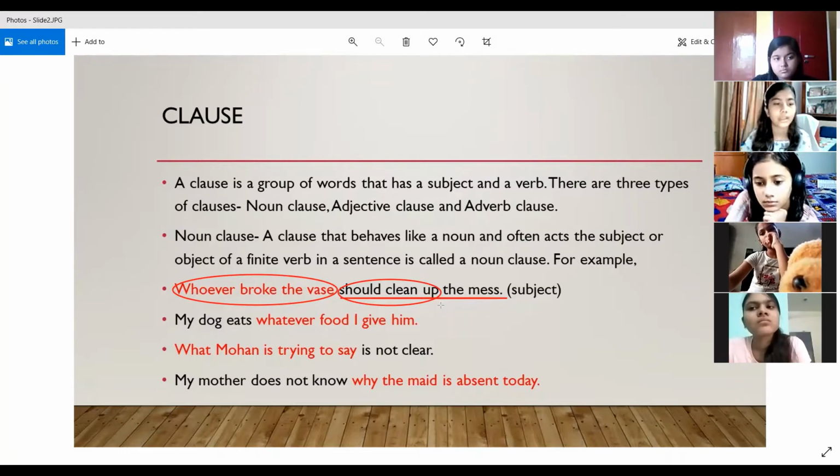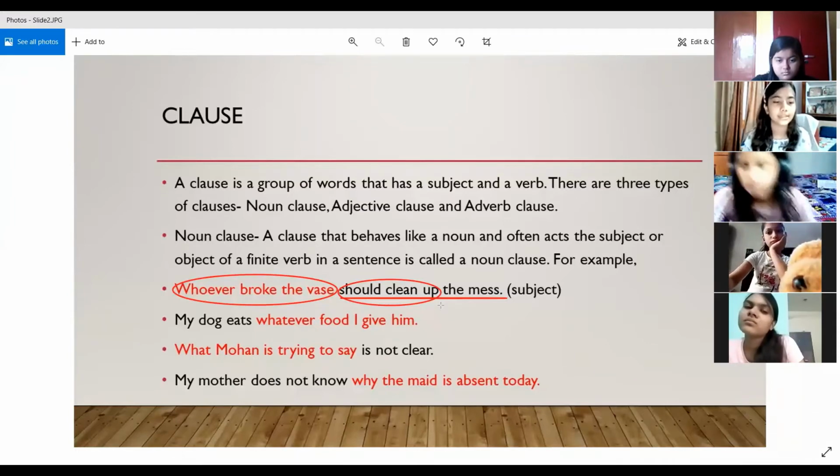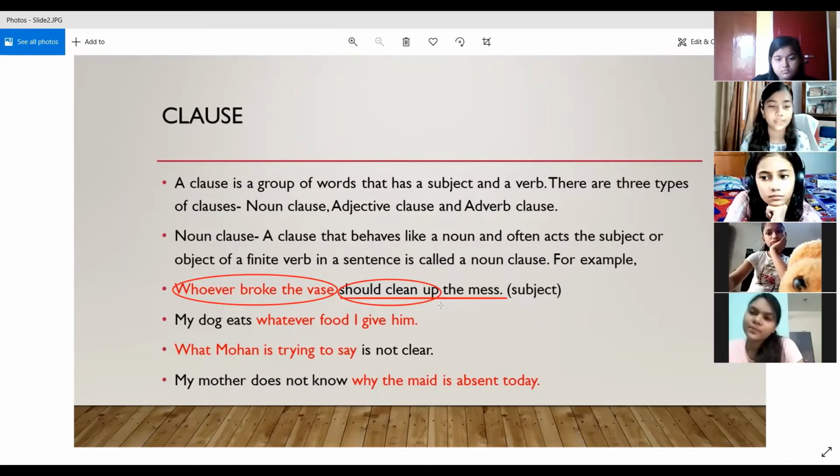Understood? So this is how we are going to divide all the things in the second sentence. Yes? Okay, sir. So in the second sentence, my dog eats whatever food I give him. In this, which will be the subject? The dog? Let me explain. See, my dog eats whatever food I give him.